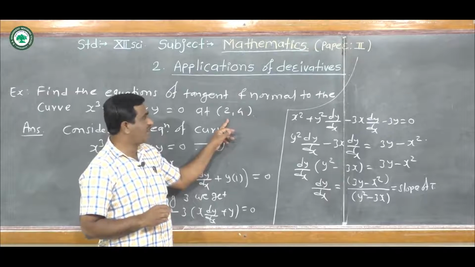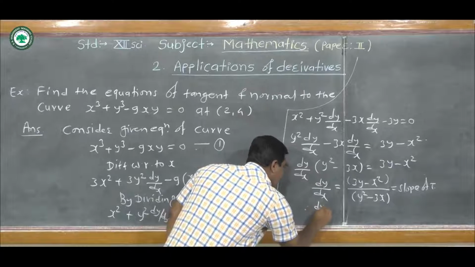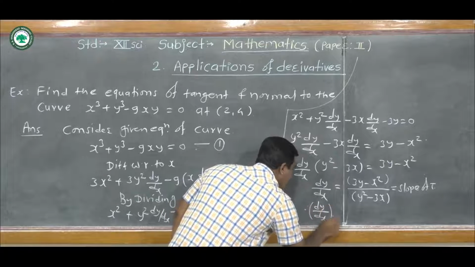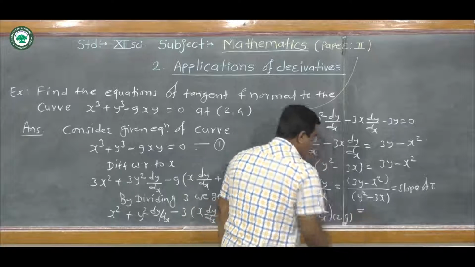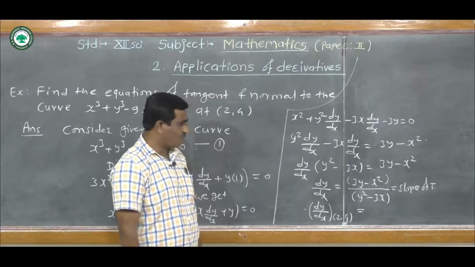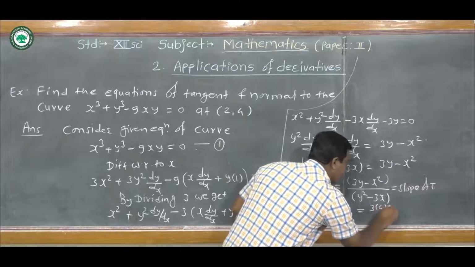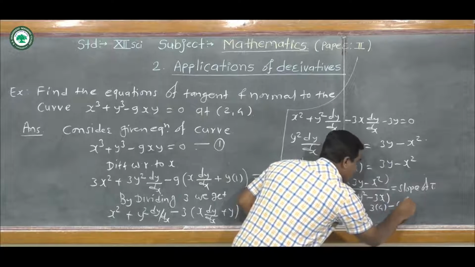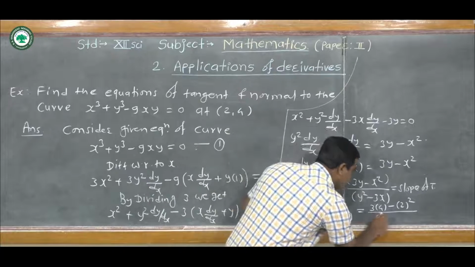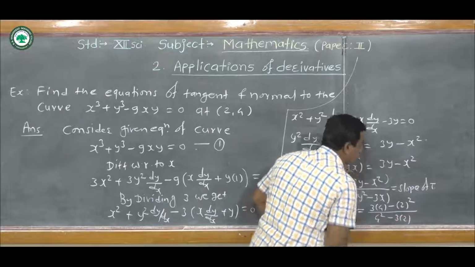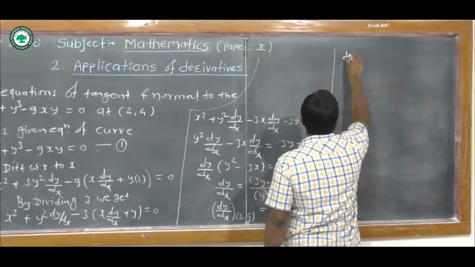Okay. Now we have to find dy by dx at given point P(x1, y1) is equal to (2, 4). Therefore, we can find dy by dx at point (2, 4). Here (x1, y1) means (2, 4), put x is equal to 2 and y is equal to 4 here. Then we can write 3 into 4 minus x square, that is 2 square, upon y square, 4 square, minus 3 into 2.